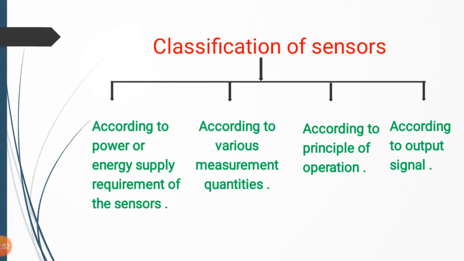The third criterion is according to the principle of operation. We know that different sensors have different operating principles. So depending on that, there are also different types of sensors.